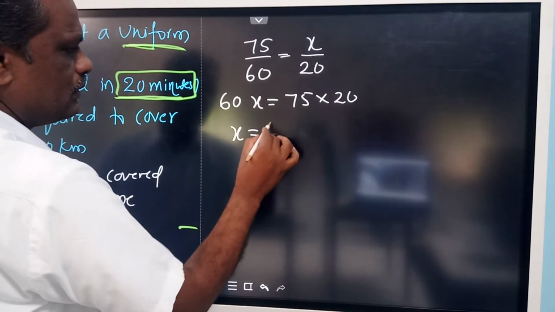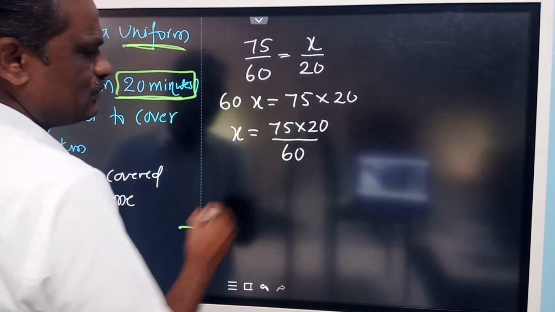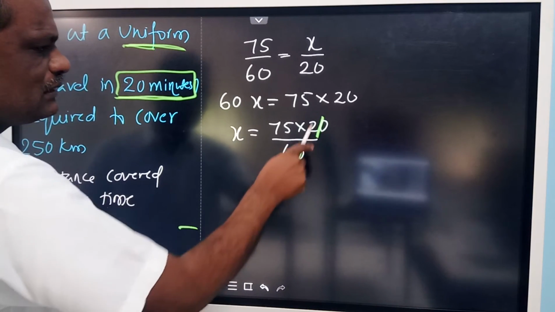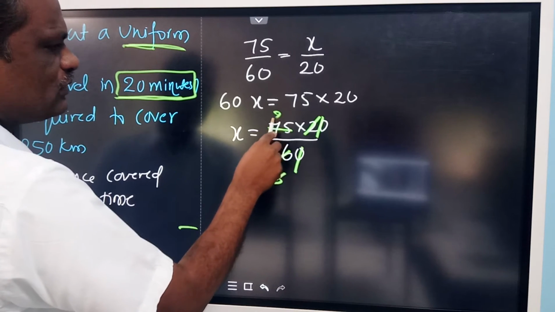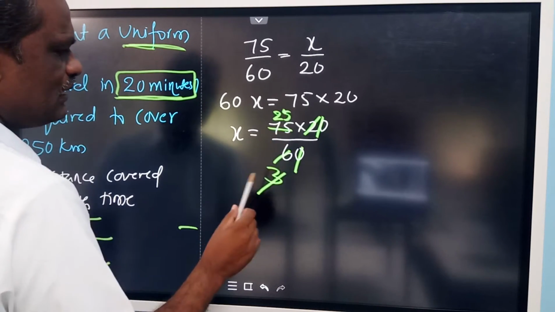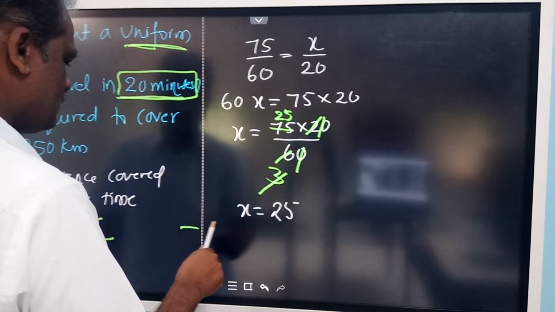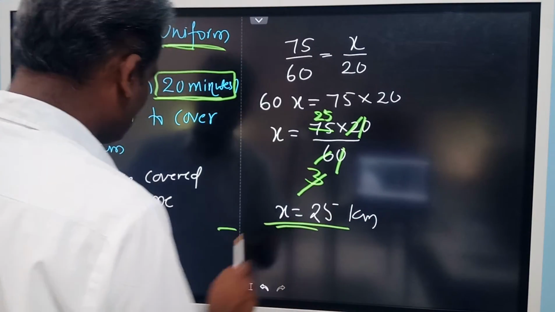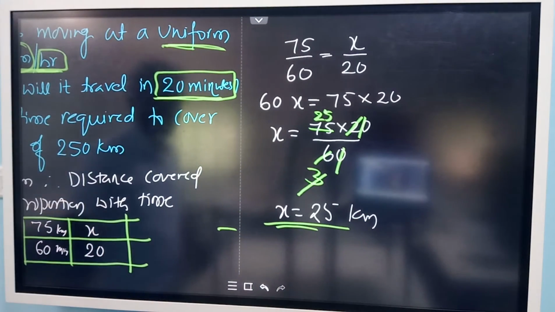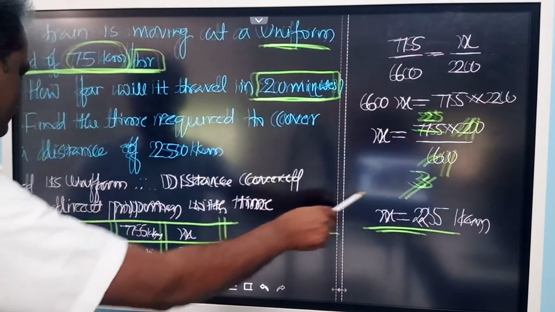x is equal to 75 into 20 divided by 60. The zeros cancel, and simplifying, x is equal to 25 kilometers. So the distance covered in 20 minutes is 25 kilometers. This is the solution to the first part.